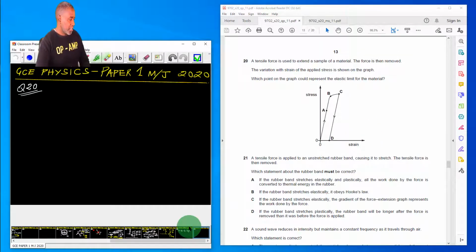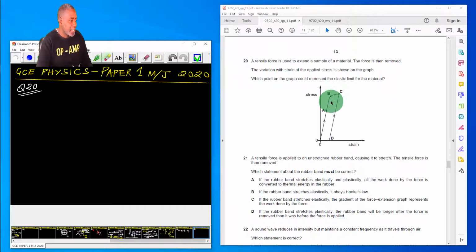Now let's look at question 20. In question 20, we are given that a tensile force is used to extend a sample of material. The force is then removed. The variation with the strain of the applied stress is shown on the graph. So we've got a stress, strain graph. Which point on the graph could represent the elastic limit for the material? Of course, the elastic limit I expect it to be point B.